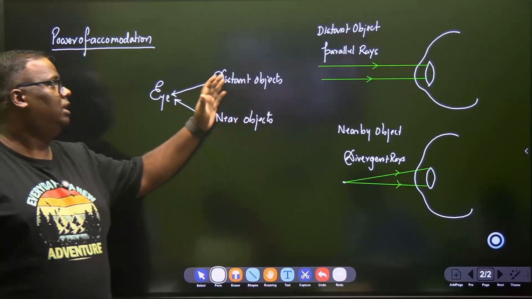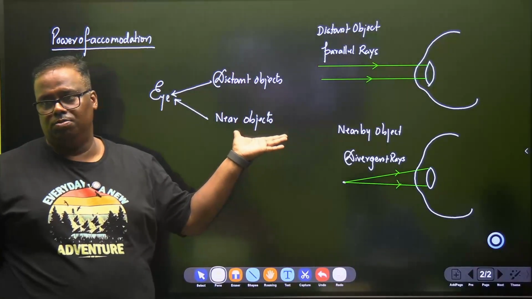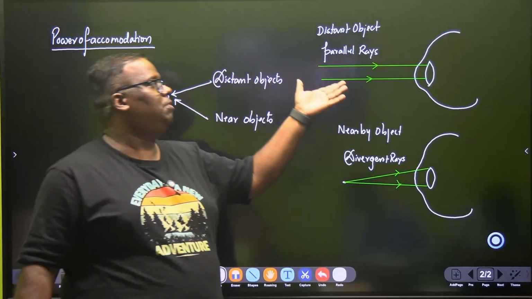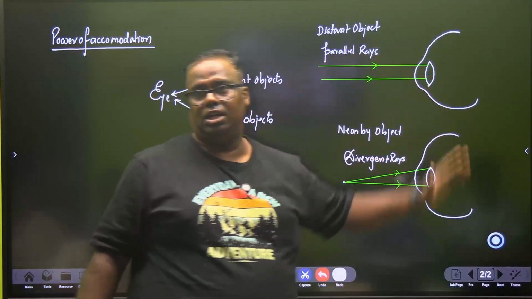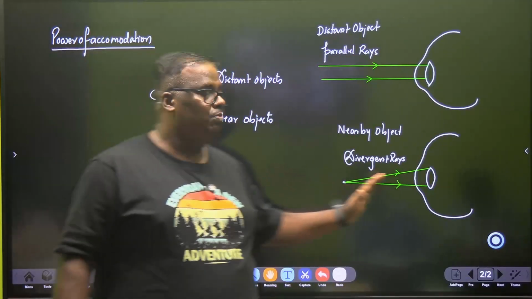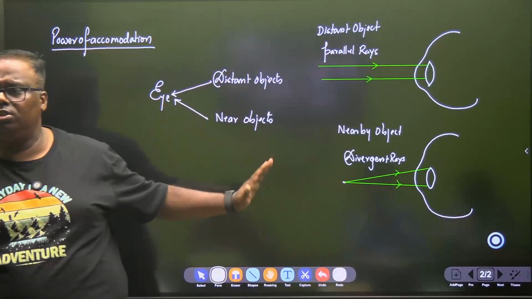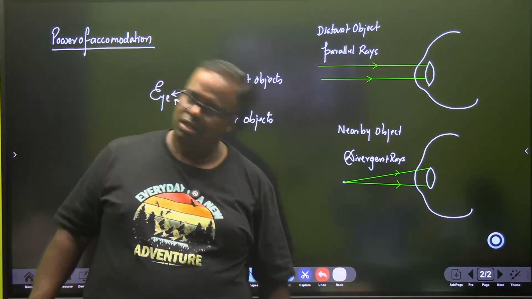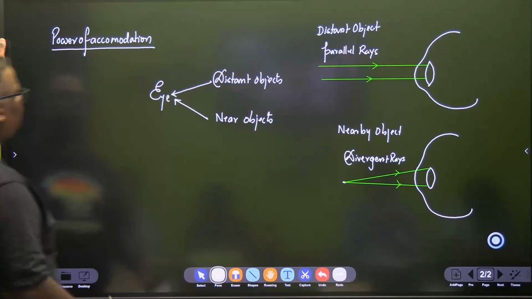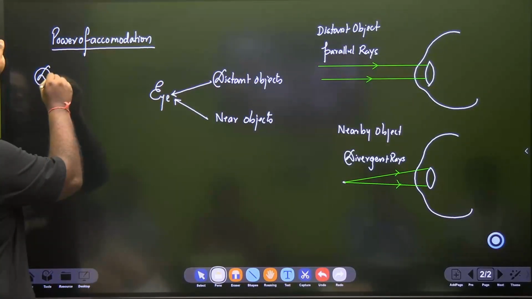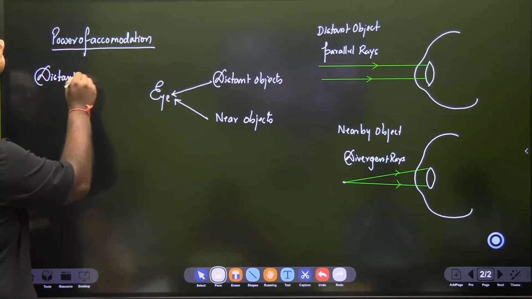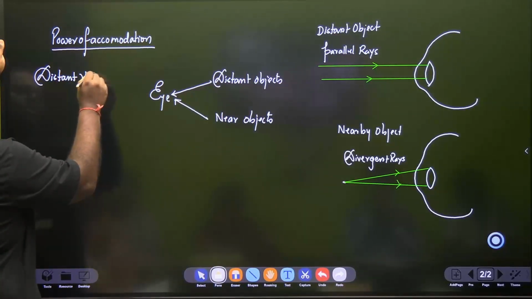So a human eye focuses on two types of things. One is called distant objects and one is called near objects. The rays coming from a distant object are taken to be parallel rays, and nearby objects are always divergent. Listen to this very calmly, your story will become clear. Clear? Okay.